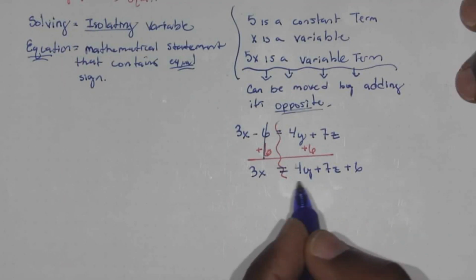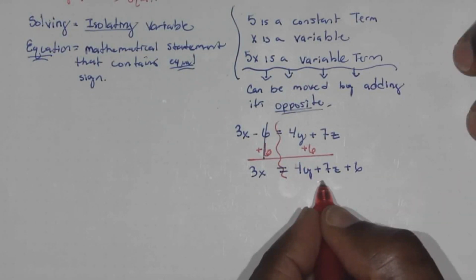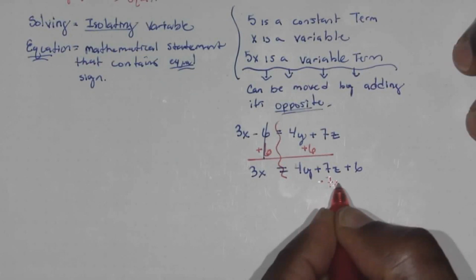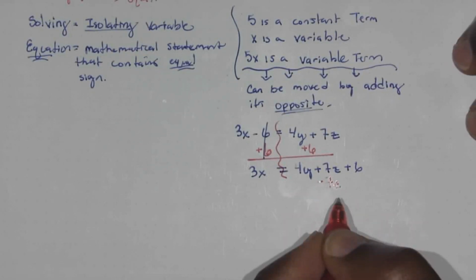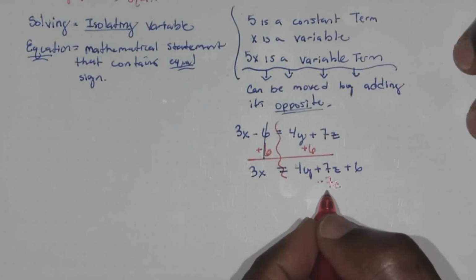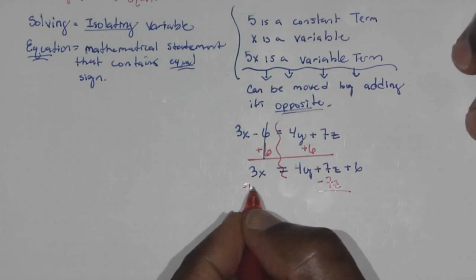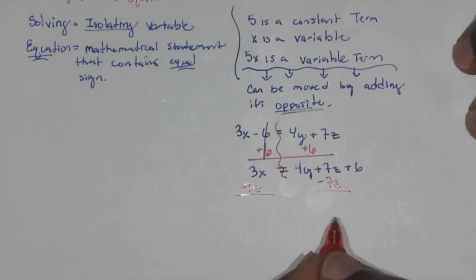How can I move that to this side? You subtract. You gotta do the opposite. So if it's a positive, you do negative 7z. Or you can say if it's a plus 7z, I minus 7z. It means the same thing. So I'm gonna subtract 7z from this side, draw my line. I'm gonna subtract 7z from this side, draw my line.